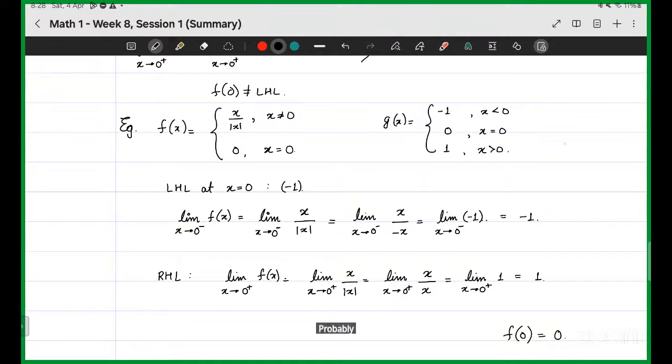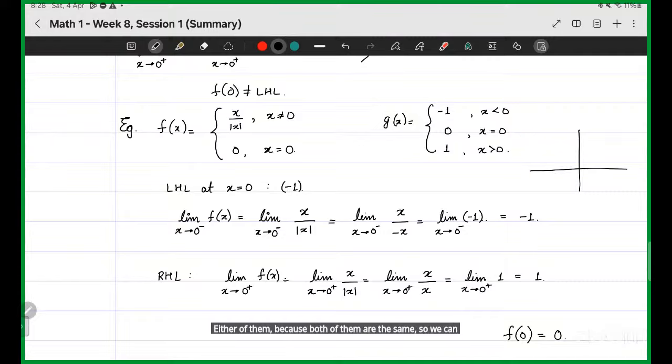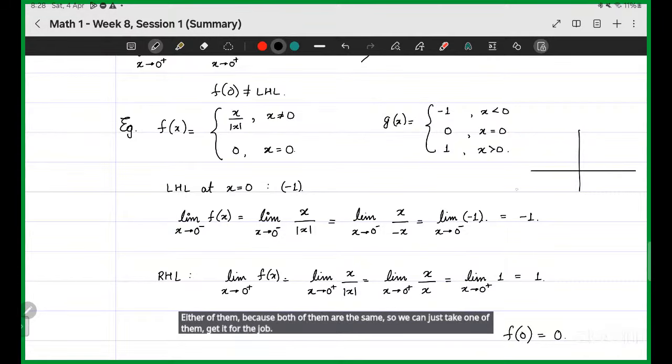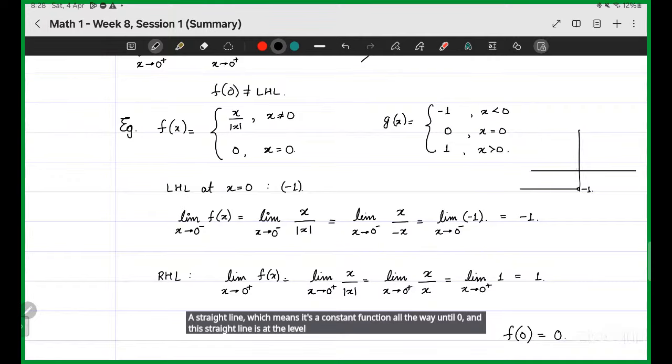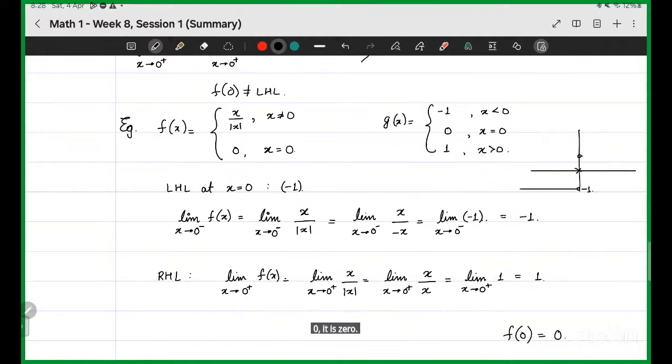Probably. And if you want to draw the graph of it, either of them, because both of them are the same, so we can just take one of them and try to draw the graph. A straight line, which means it's a constant function, all the way until 0. And this straight line is at a level y is equal to -1. At 0, it is 0. And on the positive side, it is constant 1. This is the graph of the function.